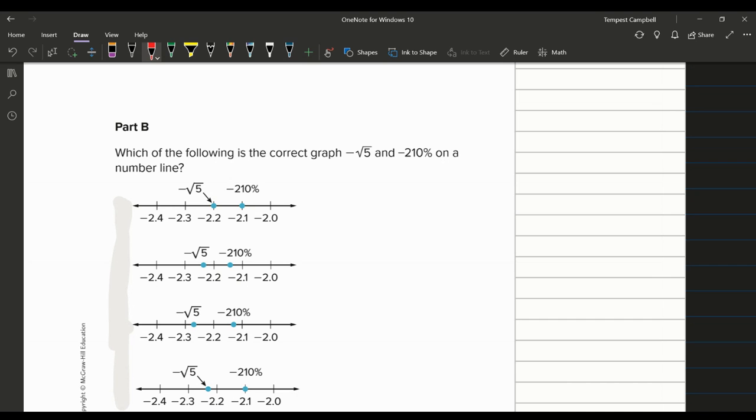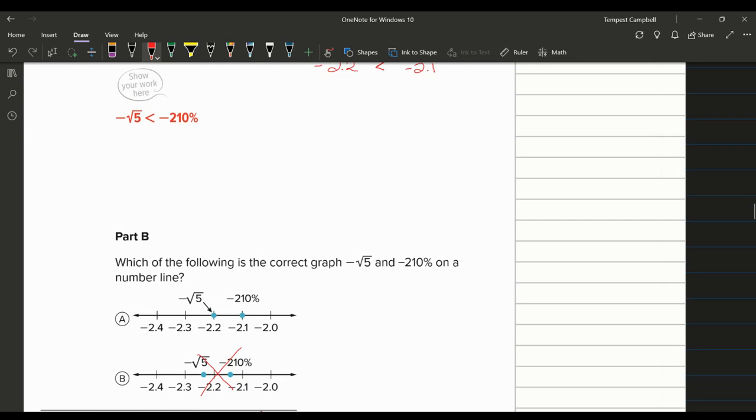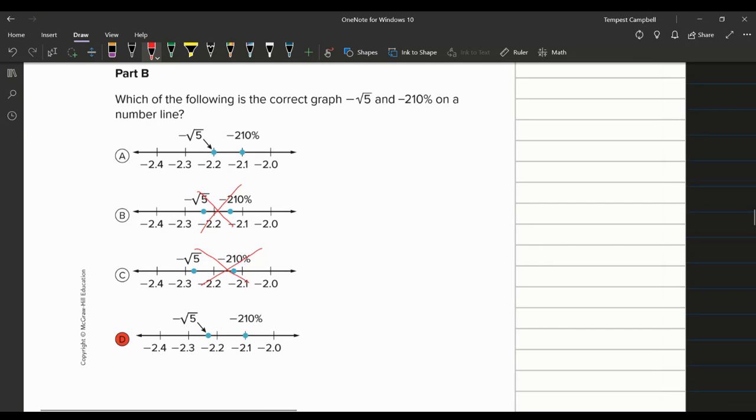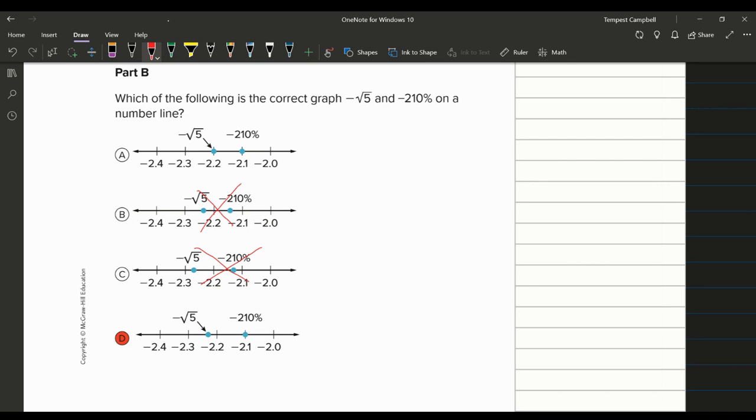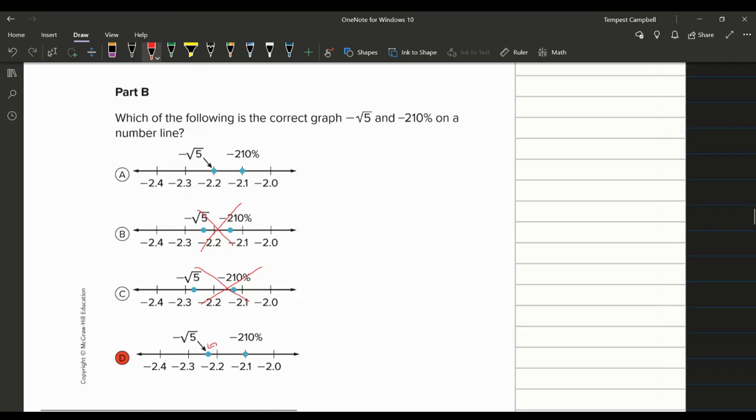And when we graph it, we're going to have the square root of 5 between negative 2.3 and negative 2.2. Just be careful. And then negative 2.1 is going to be directly on the line. So it couldn't have been this one. It couldn't have been this one. And we knew that we had a little bit more than 2.2. So we knew it was going to be just above it when we had plugged it into our calculator, because technically this is 2.3, and then there were a lot of decimals after that.